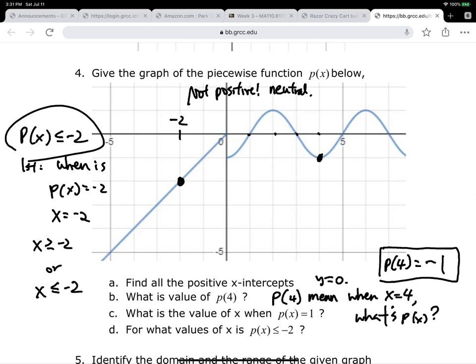Now our goal is to figure out when P of x is less than or equal to -2, right? So we're trying to figure out when is the y value less than or equal to -2. Well, if -2 is right here, that means any of the values that are less than -2 have to be over here. And this happens when x is less than or equal to -2.